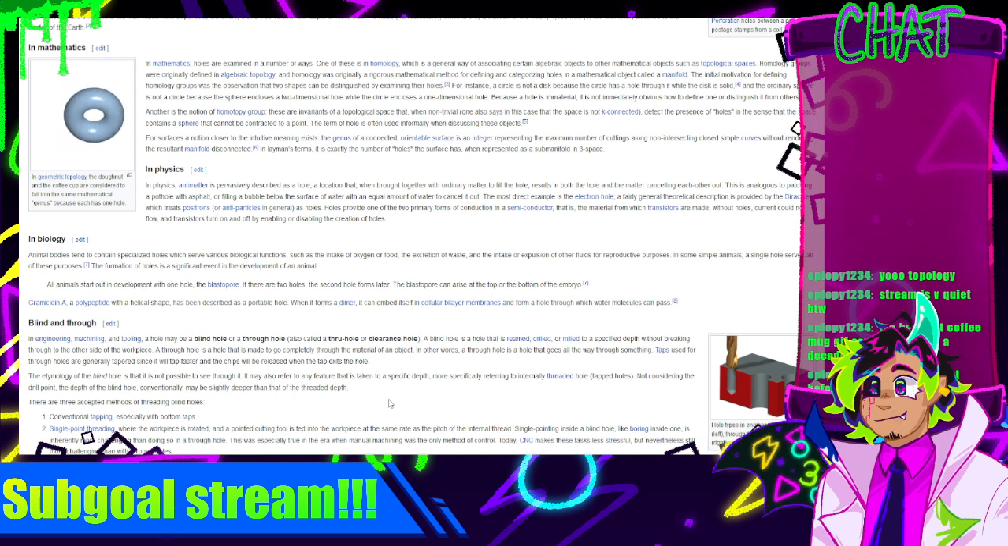Animal bodies tend to contain specialized holes which serve various biological functions, such as the intake of oxygen or food, the excretion of waste, and the intake or expulsion of other fluids or for reproductive purposes. In some simple animals, a single hole serves all of these purposes. The formation of holes is a significant event in the development of an animal. All animals start out in development with one hole, the blastopore.